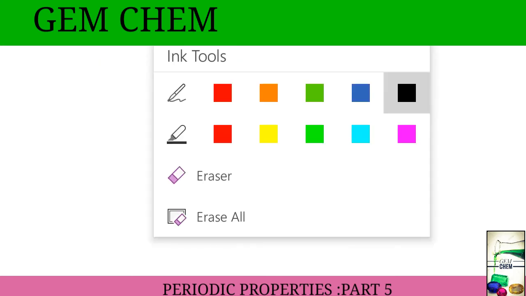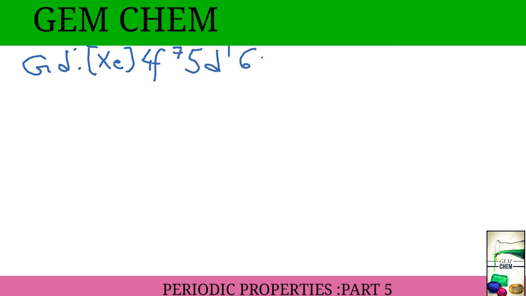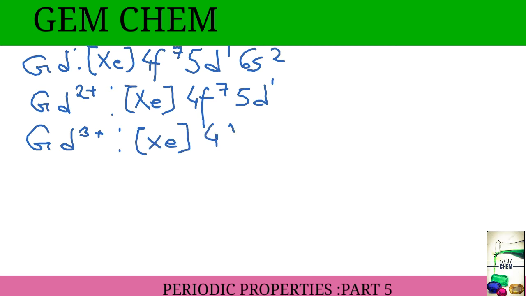And when we do it for gadolinium, we know the configuration of gadolinium to be xenon 4f7 5d1 6s2. When it becomes gadolinium 2 plus, the configuration is 4f7 5d1, and gadolinium 3 plus becomes xenon 4f7. From here we can see that this is the stable electronic configuration as it is half filled, right? So we also look at the exchange energy.